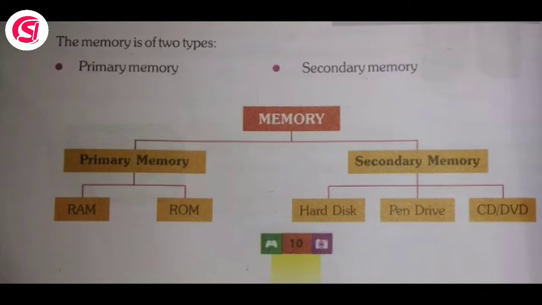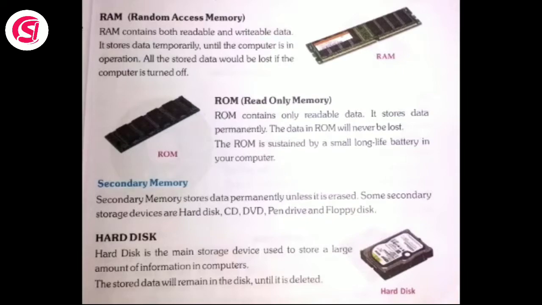Secondary memory is also called as external memory. Some examples of secondary memory are hard disks, pen drive, CD, DVD, floppy disks, etc. Let us know about these devices one by one.